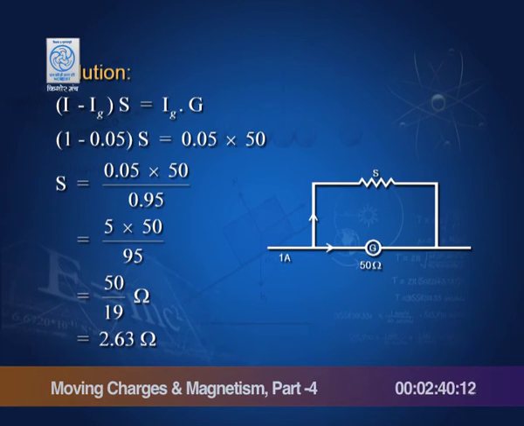So, it means if we want to convert a galvanometer of 50 ohms into an ammeter which can measure a current of 1 ampere, then we have to shunt it with a resistance of 2.63 ohms.